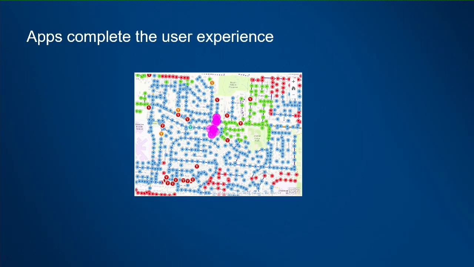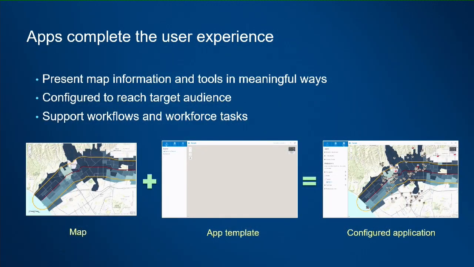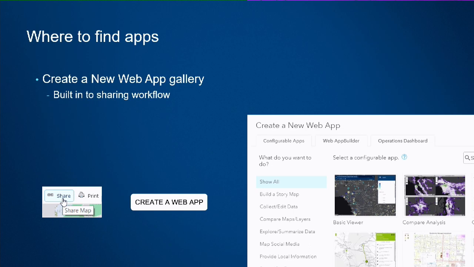We always think that an app completes the user experience. So there we have a nicely made app that's visually appealing, that's got great pop-ups and cartography, but really what makes that thing hum and work is what happens around it, the application experience. So the apps allow you to present map information tools in meaningful ways to your target audience. And that could be people in other departments, it could be a public audience, it could be a workforce that's out in the field. So by configuring these apps for those tasks, you can make everything work for that target audience. So where do you find these?